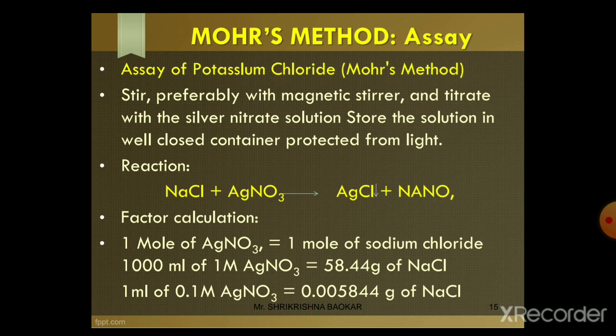Reaction: NaCl plus AgNO3 gives AgCl plus NaNO3. Factor calculation: 1 mole of AgNO3 equals 1 mole of sodium chloride. 1000 ml of 1 M AgNO3 equals 58.44 grams of sodium chloride. 1 ml of 0.1 M AgNO3 equals 0.005844 grams of NaCl.